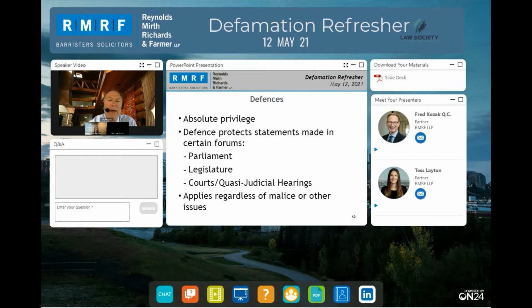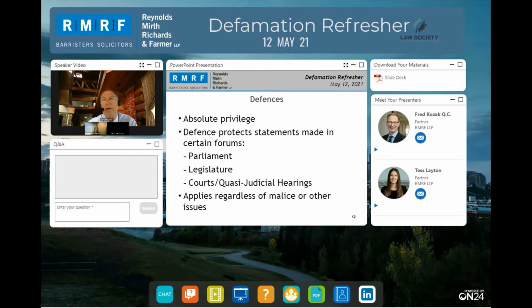Absolute privilege, that arises and protects people in what I will call sanctioned forums, where courts recognize the importance of protecting people in the House of Commons or in the Senate or in the legislature. The statements that they make within those protected forums are protected by an absolute privilege, which means if an MP in the House of Commons says something, even if it's defamatory and it was malicious, they can't be sued because the defense of absolute privilege would apply.